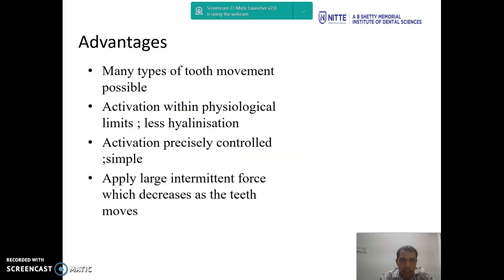Advantages of a removable appliance. There are many types of tooth movement possible. You can move individual teeth, you can move groups of teeth, activation within physiological limits, and there is less hyalinization. In biomechanics of tooth movement, or the basics of tooth movement, you would have read about undermining resorption. So yes, there is less hyalinization. Activation is precisely controlled and simple, and applies large intermittent force which decreases as the teeth move.